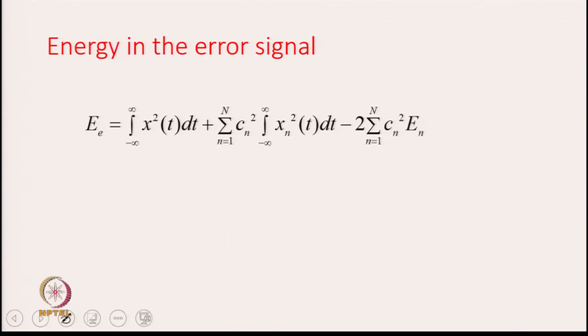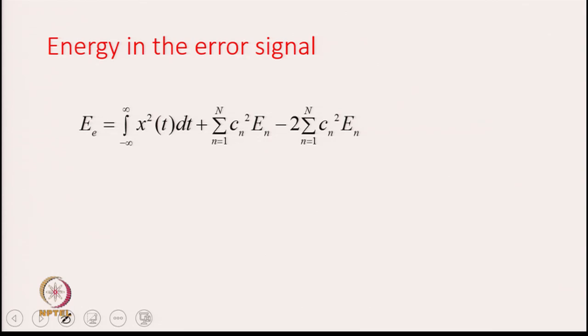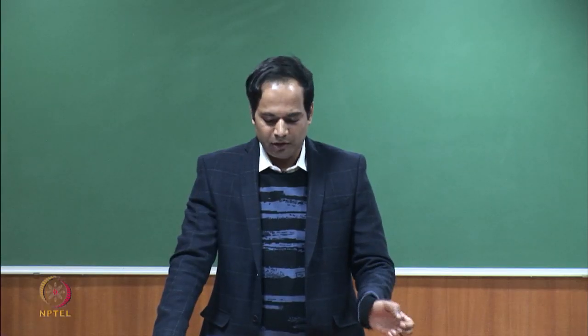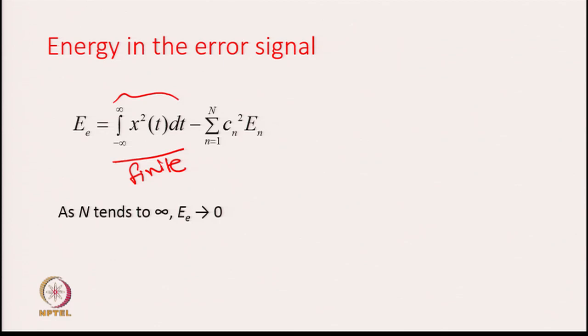Doing that, we get C n square E n. Similarly, I can see that this is also E n, so I can replace this with E n and I get this. Now, I see that this and this can be subtracted to get this. If we look at this expression, it will be a finite quantity if the signal is an L2 signal or L2 waveform, because an L2 waveform has finite energy and this is the energy. So, this quantity is finite.